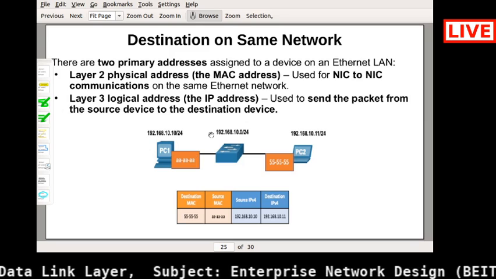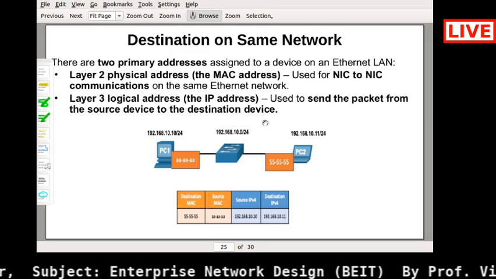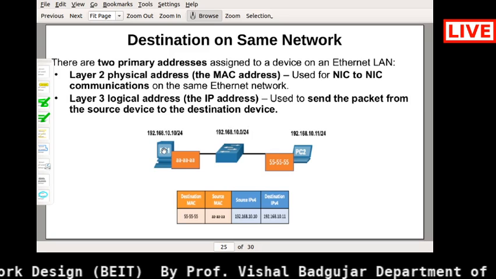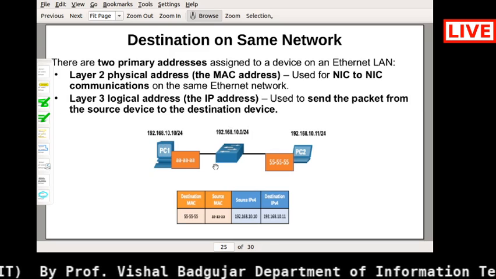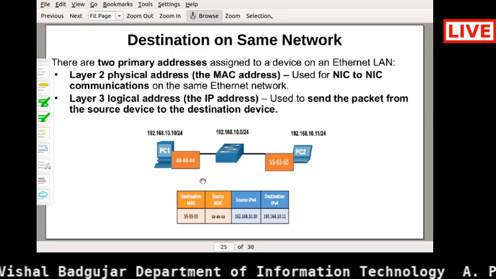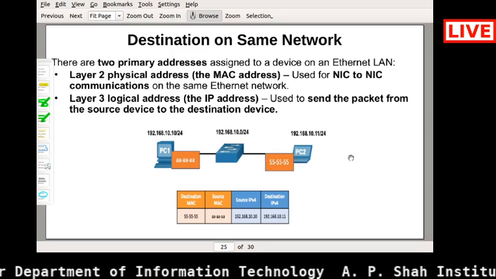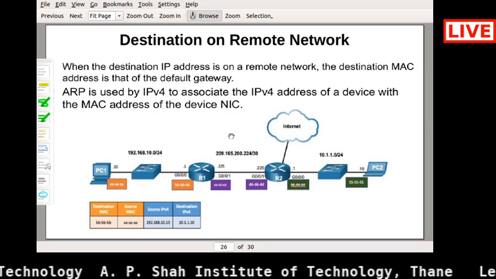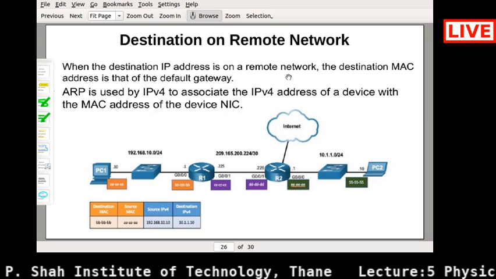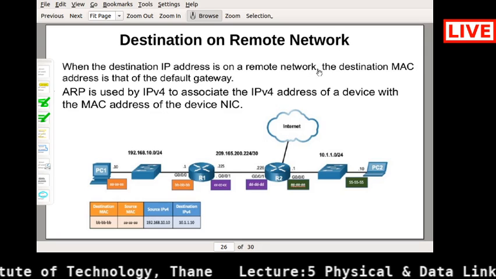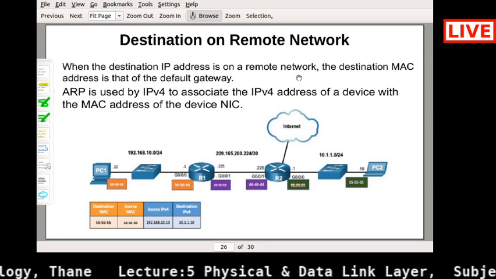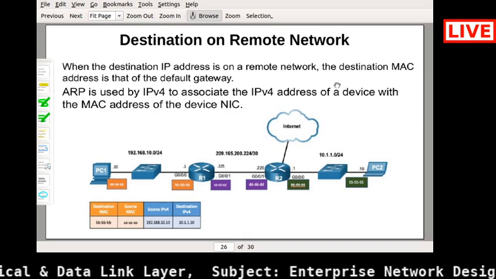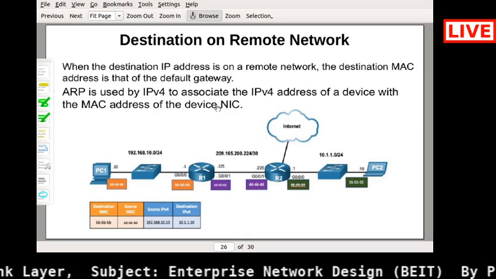MAC addresses we have already seen; they are useful for NIC to NIC communication on the same Ethernet network, network interface card to network interface card. And the IP address is useful for sending a packet from the source to any destination device, right? The same thing happens in a remote network as well. For that purpose we use ARP, right? ARP means Address Resolution Protocol, which is useful for mapping IPv4 addresses to the MAC address of the device's NIC, right?